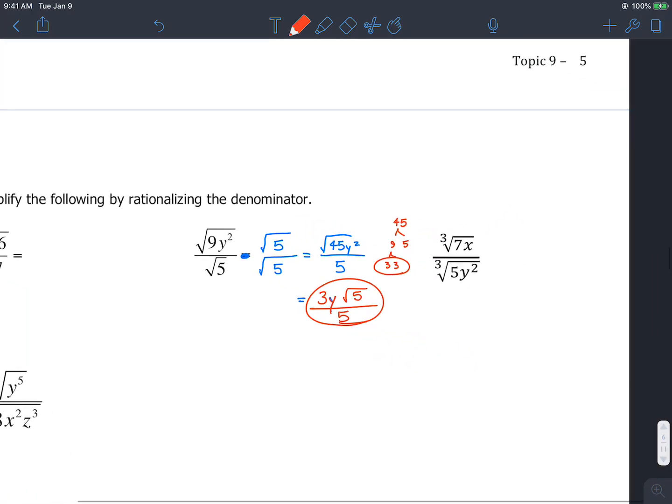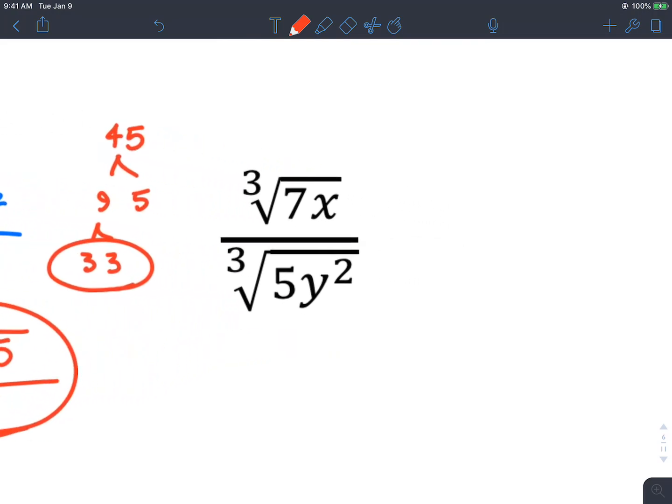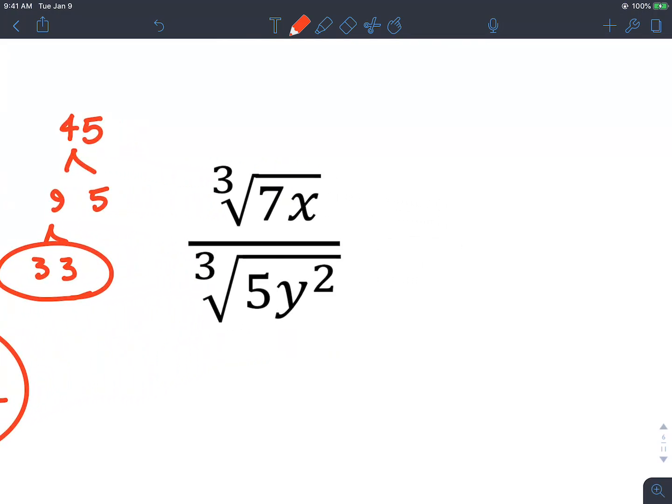Now, here's where it gets a little bit tricky. Whenever you have a cube root, you want to think about what you need to multiply that makes the denominator a perfect cube. So if you do this one here, you need to think, if I do times 5 right here, 5 times 5 is going to be 25. That's not a perfect cube. So I want to multiply by 5 a few times here, maybe to different powers.